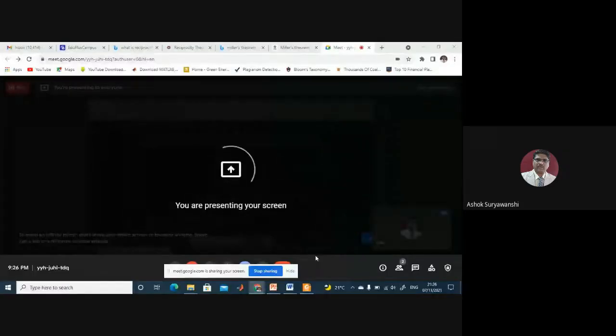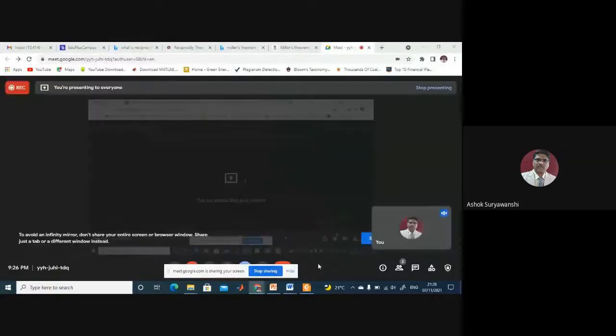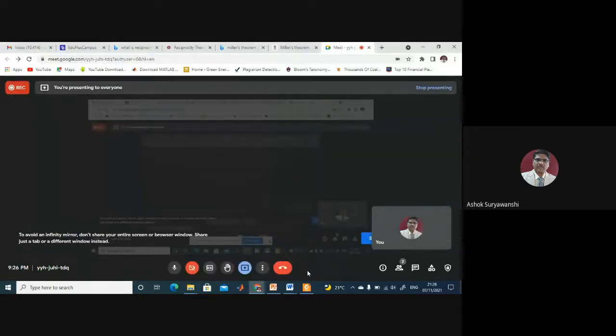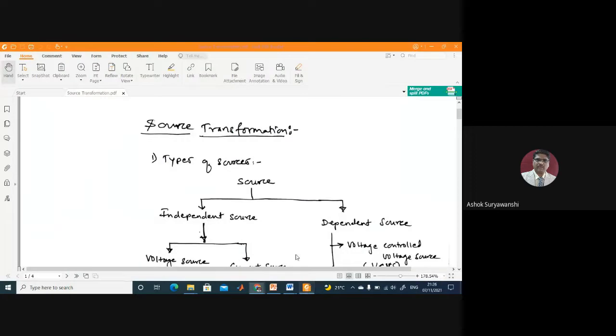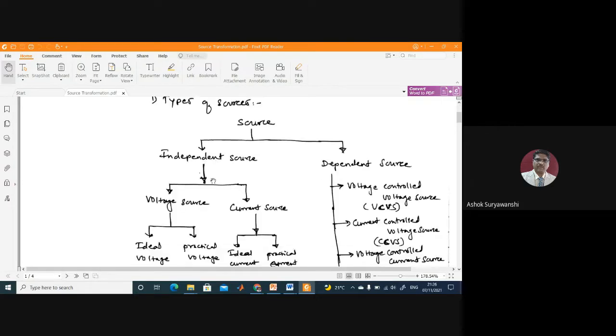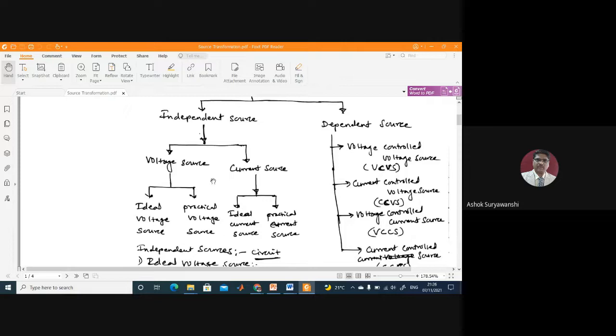So in the previous lecture, we discussed source transformation. These points were discussed. First, we discussed the types of sources, independent and dependent sources, then voltage and current source. Then again, we discussed the ideal and practical voltage source, ideal and practical current source. Similarly, we discussed the dependent sources.